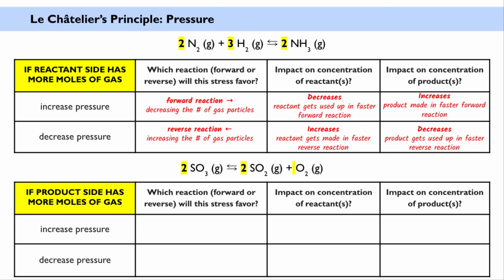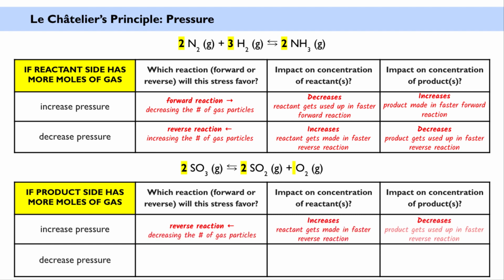Increasing the pressure in this case is still going to favor decreasing the number of gas particles, but in this case, that means the reverse reaction. So the reverse reaction will be favored to reestablish equilibrium because the reverse reaction is the reaction that will decrease the number of gas particles in the system. If the pressure is decreased, the forward reaction in this case will be favored because the product side has more moles of gas, and if the equilibrium system is going to increase the number of gas particles, it needs to go forward making products, so the forward reaction.